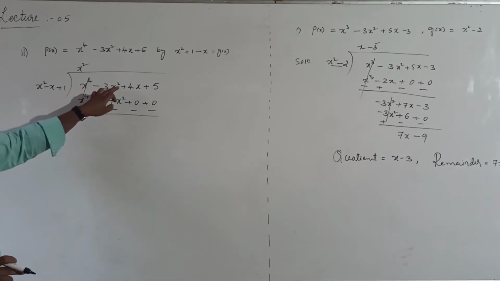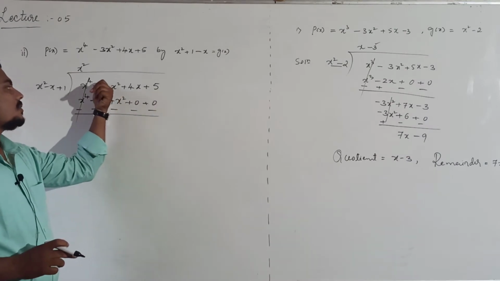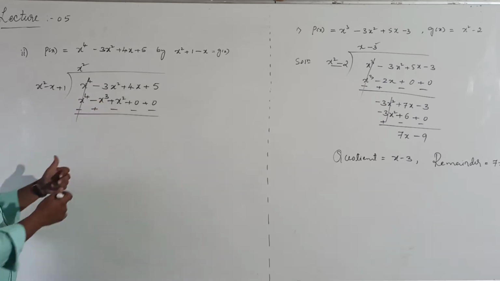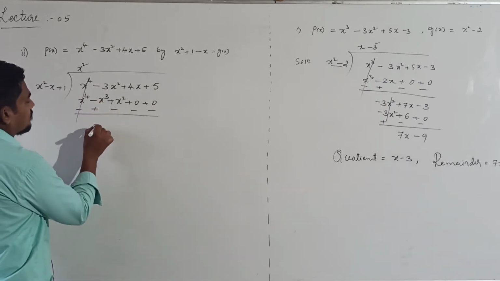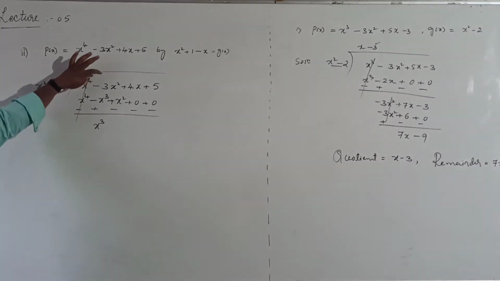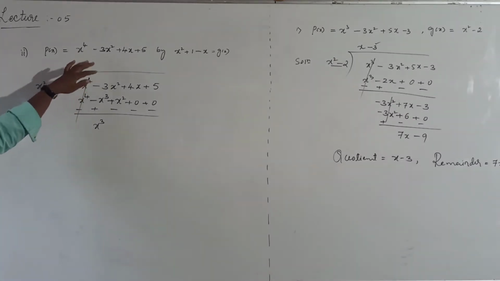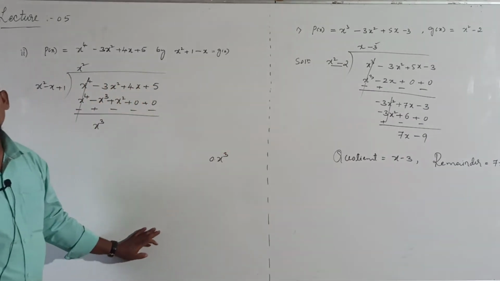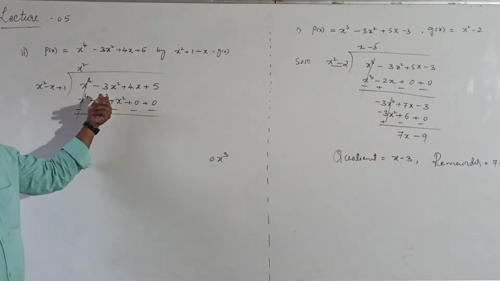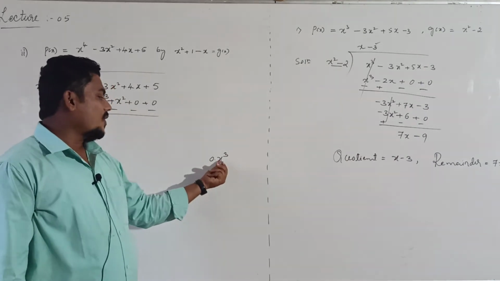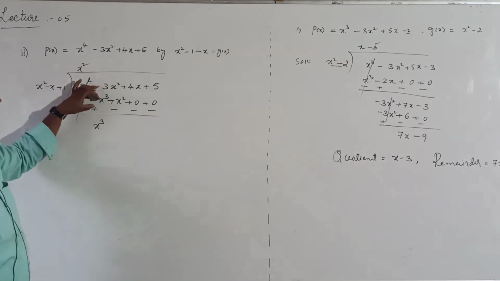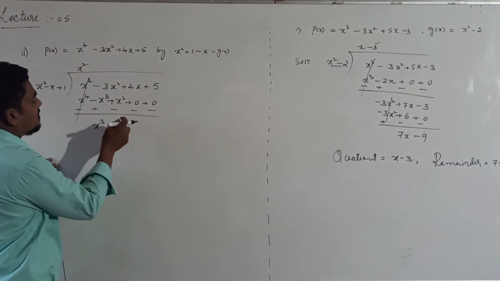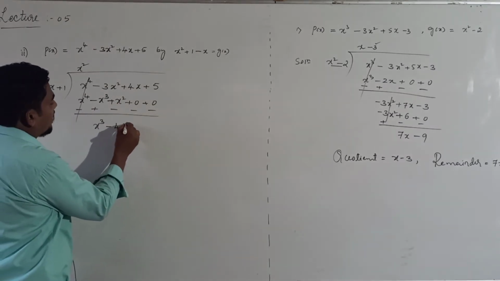Minus 3x square is there, 4x is there, plus 5 is there. But here the x cube term is not there, which means treat its coefficient as 0. So 0 into x cube plus x cube, clearly x cube. Minus 3x square minus x square will be minus 4x square.